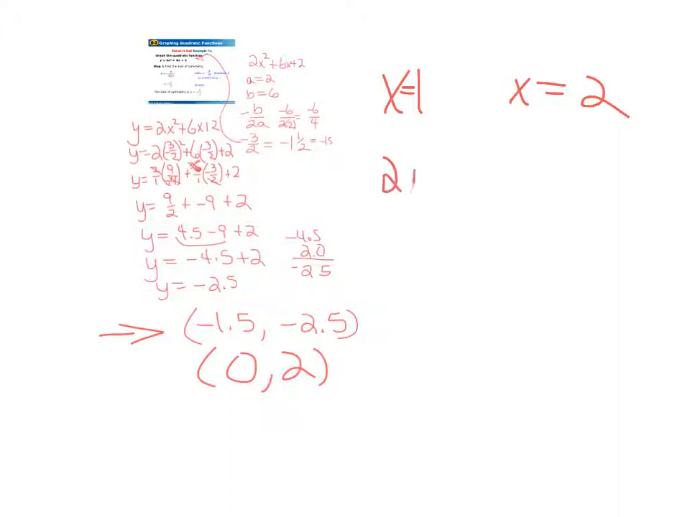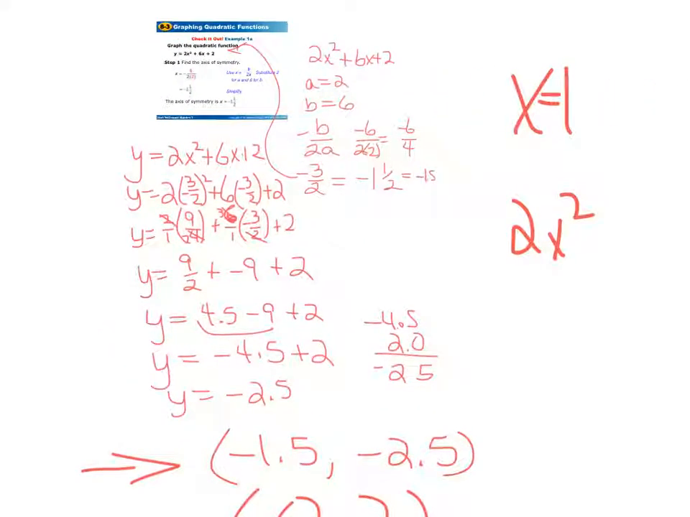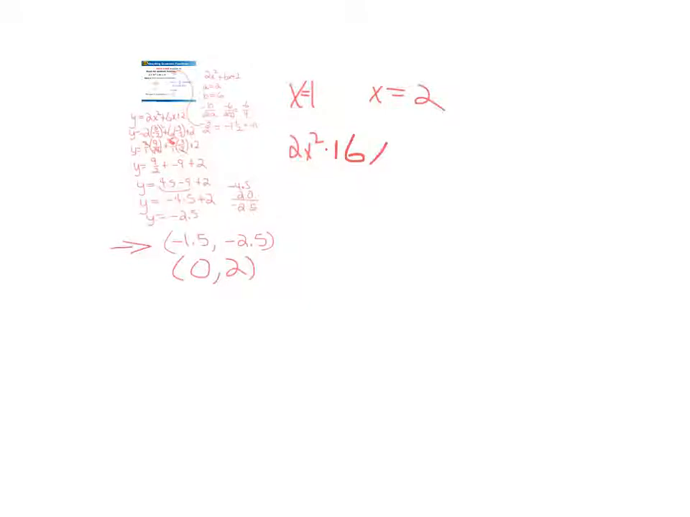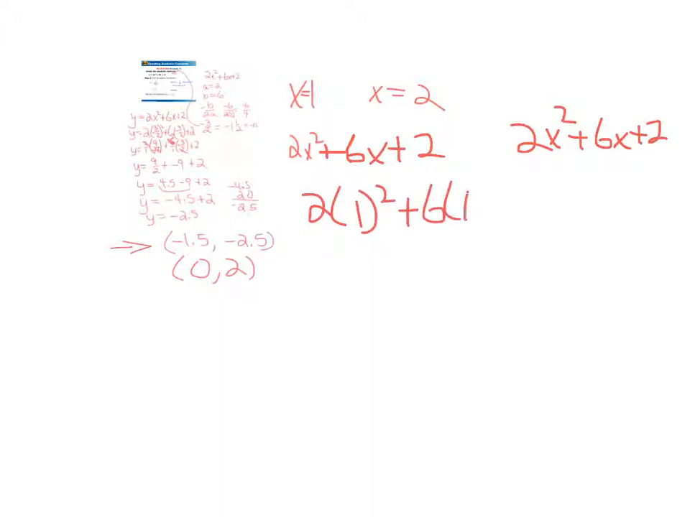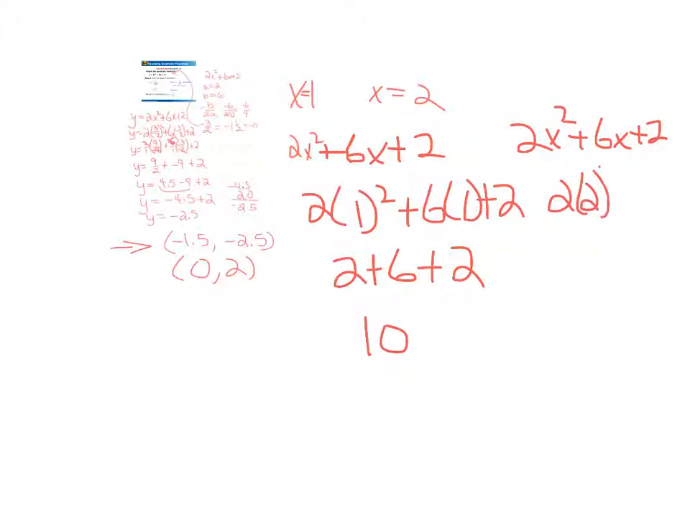So I'm going to take 2x squared plus 6x plus 2, and I'm going to do this 2 times. So 2x squared plus 6x plus 2. So 2 times 1 squared plus 6 times 1 plus 2. 2 plus 6 plus 2, and I get 10. Over here, I'm putting in a 2.